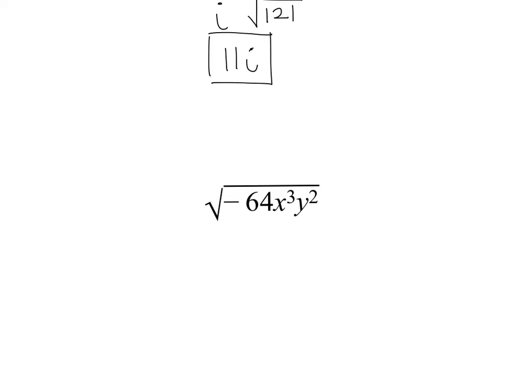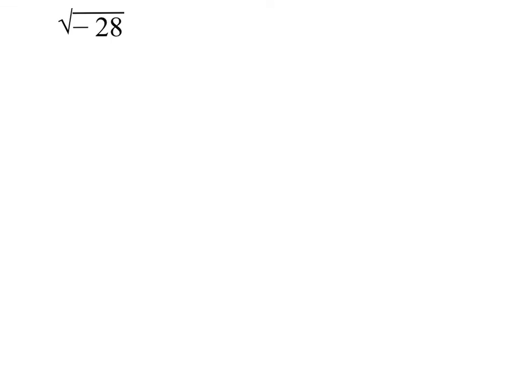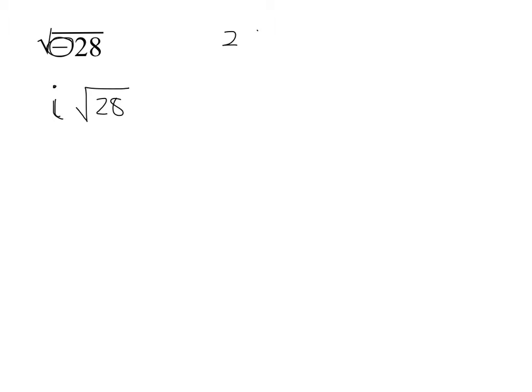Okay, let's look at a couple more. We have the square root of negative 28. So again, the negative is going to produce an i on the outside, times the square root of 28. So this negative is the one that's producing the i. So now I'll try to simplify radical 28. I'll just use the factor tree. So 28 is 4 times 7, and 4 is 2 times 2.